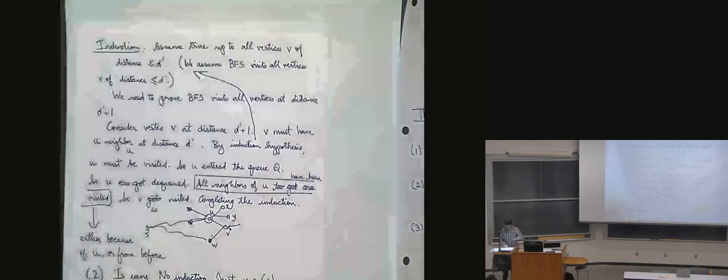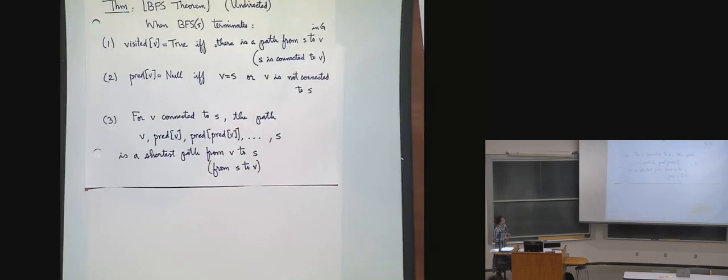So let's do 3, which is maybe... Okay, so let's prove this one. For V connected to S, the path is the shortest path, right? Which is sort of the heart of the matter. So again, it seems like you have to do some induction. And by now, when you're thinking about BFS, there are typically 2 things that you do induction on. Either the number of times the loop runs, or the number of visited vertices, or you do induction on the distance. And so usually one of these is what you need.